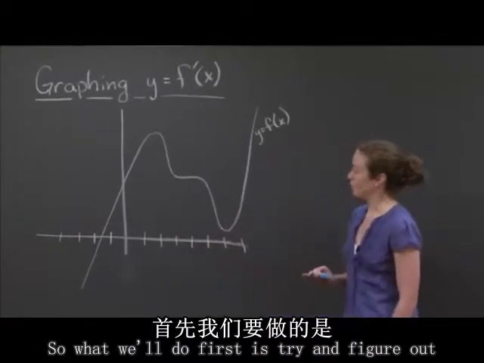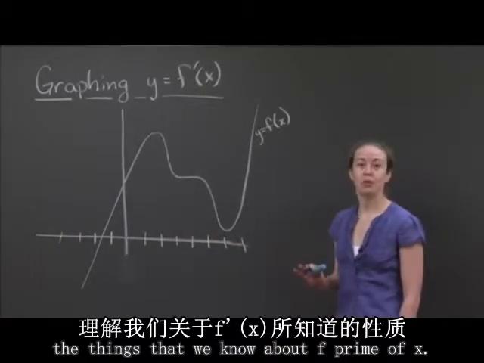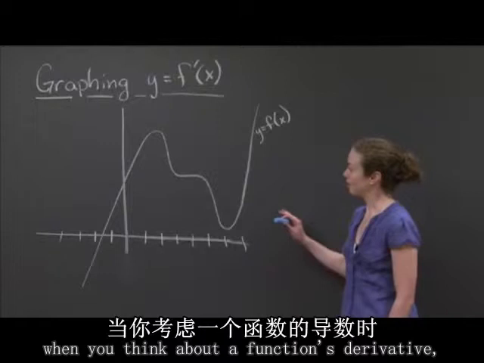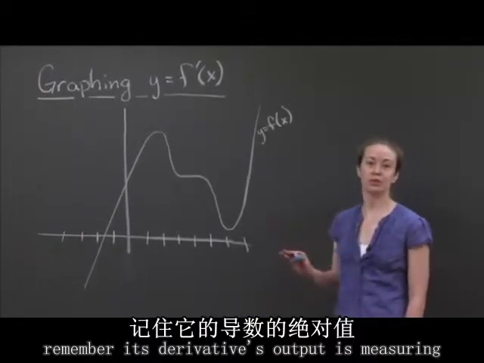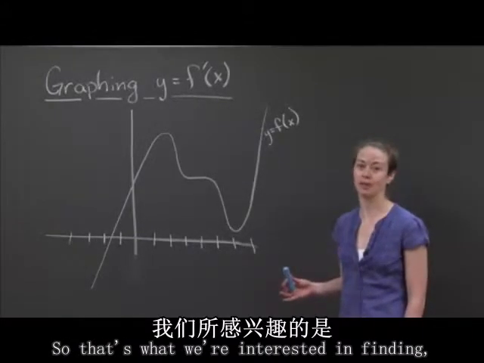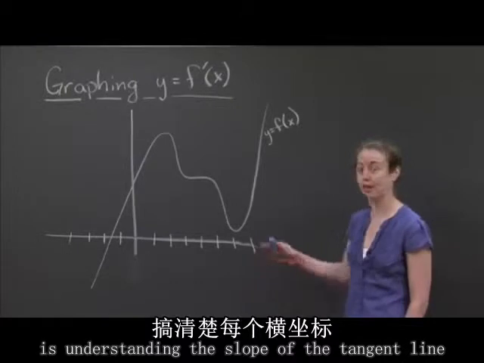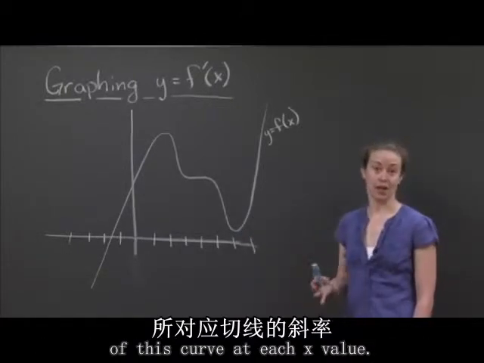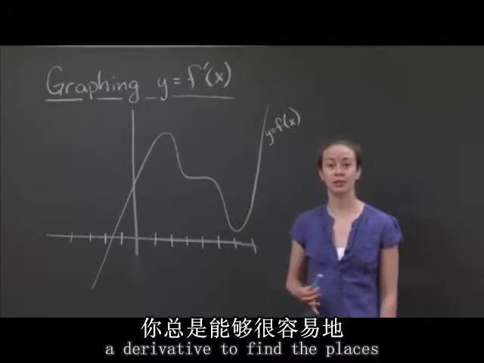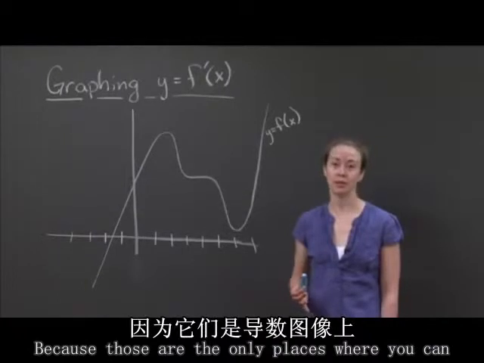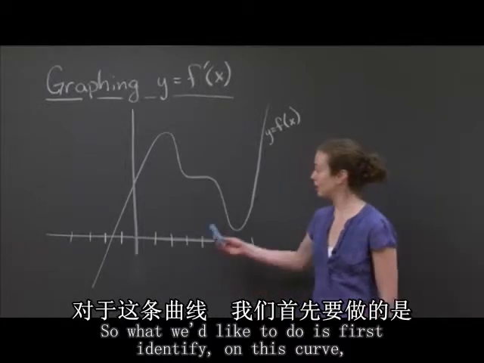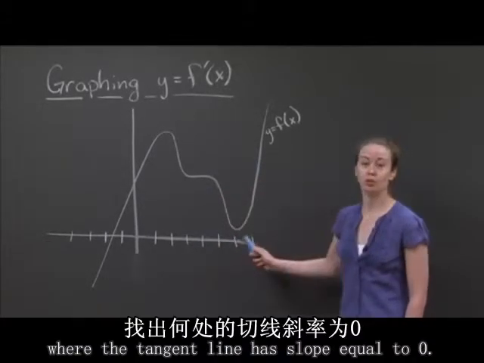So what we'll do first is try and figure out the things that we know about f prime of x. What I want to remind you is that when you think about a function's derivative, its output is measuring the slope of the tangent line at each point. So that's what we're interested in, understanding the slope of the tangent line of this curve at each x value. It's always easiest when you're thinking about a derivative to find the places where the slope of the tangent line is 0, because those are the only places where you can hope to change the sign on the derivative.